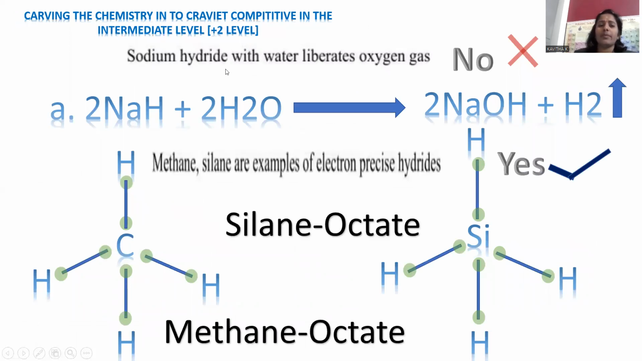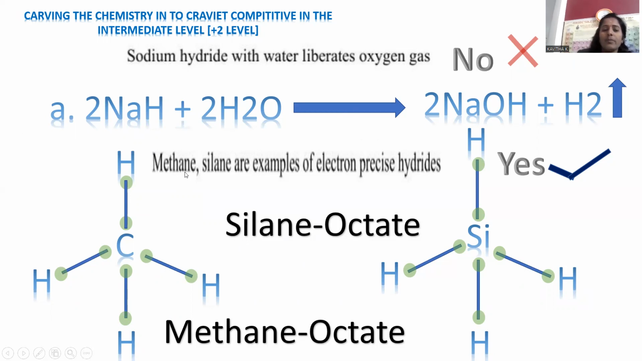If you go with sodium hydride with water liberates oxygen: any metal hydride upon treating with water, hydrolysis of any metal hydride gives rise to hydrogen gas, but they are saying oxygen, so this is not the correct explanation. Hydrogen will be liberated from the metal hydride upon hydrolysis. And the second one is methane, silane are examples of electron precise hydrides. How many electrons required, those many electrons are there. Exactly correct. How can we say?